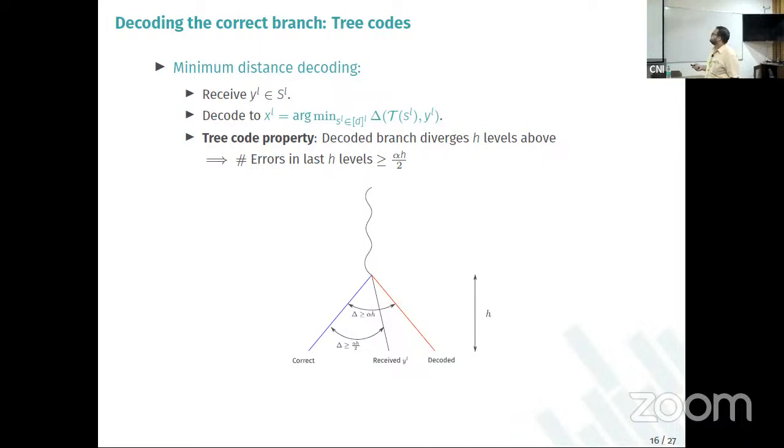What does it mean? It means that if you decode a string which diverges for a large number of levels, then it must be that in the last h levels, because it is diverging for h levels, there were a lot of errors, and the probability of these events would be low. So this is how you get the branch decoding capability from this particular property of tree codes.